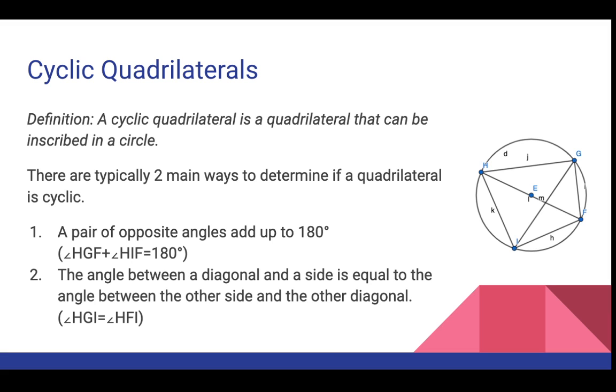And the other way to determine if a quadrilateral is cyclic is if the angle between a diagonal and a side is equal to the angle between the other side and the other diagonal. For example, in this figure, angle HGI is equal to angle HFI, since we have these two diagonals and these two sides. Also notice that they both cut off arc HI, and they're both half the measure of arc HI, so that also means that they are congruent.